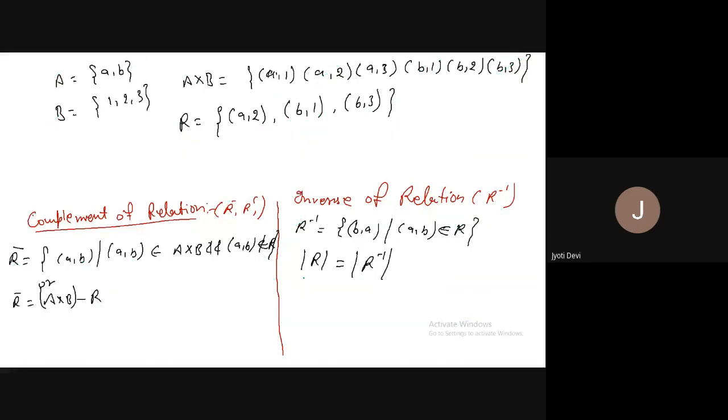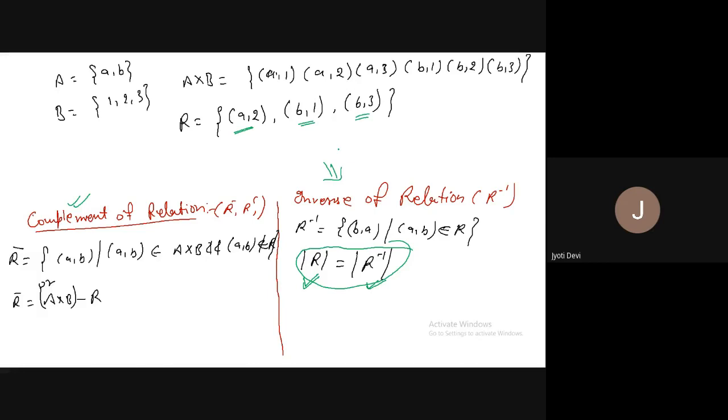The cardinality of R and the cardinality of R inverse is the same. Please keep in mind, the cardinality of both R and R inverse is the same. Please don't get confused. In the complement of a relation, we are removing those elements which are present in the relation. But here we are inversing, or swapping the order of the elements of the relation.